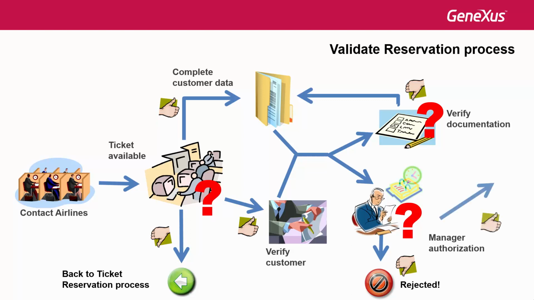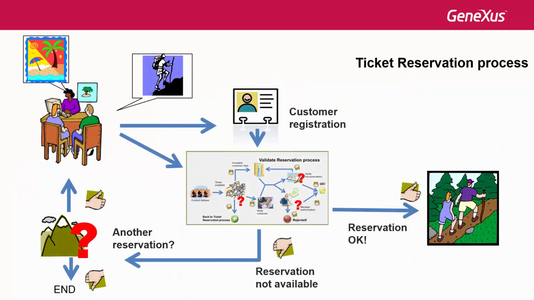If the manager authorizes the reservation, and all the documentation has been provided, then the reservation will be authorized. In this case, the reservation validation sub-process will end. The system will return to the main ticket reservation process to notify the customer that the reservation has been confirmed. Now we will model the reservation validation process step by step using the GeneXus Business Process Modeler.